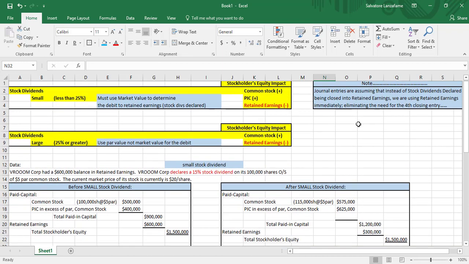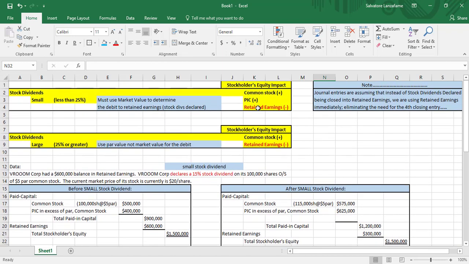Your stock will go up, your retained earnings will go down. However, if you notice, there's no paid-in capital in excess of par involved with a large stock dividend, because when we do a large stock dividend, retained earnings gets debited for the par instead of the market. So that means our debit's going to be recorded at par and our credit's going to be recorded at par. There's no need for it because there's no excess of par.